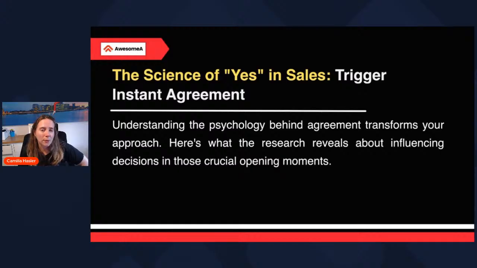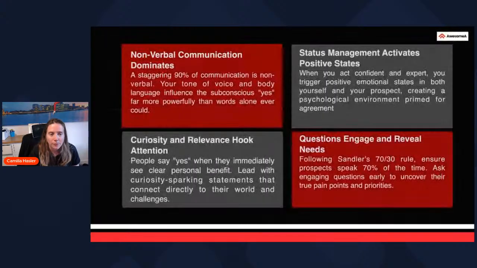If you want to trigger more instant agreement, here's what you need to do. You need to understand that there is a psychology, an actual psychological link behind the agreement of your buyer, and this is going to transform your approach. And here's what the research reveals for influencing decisions in those crucial opening moments. So if you want to master this, then think about what is going on behind reaching an agreement with me now, because I'm going to teach you these 4 key things.